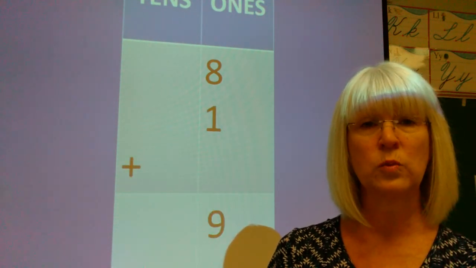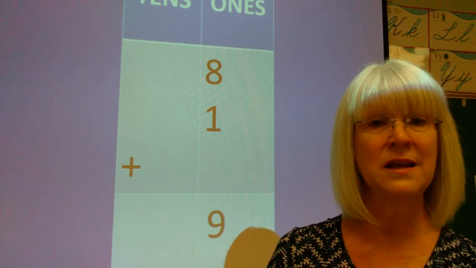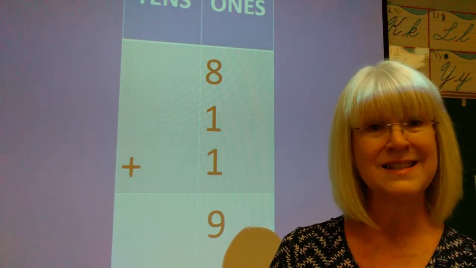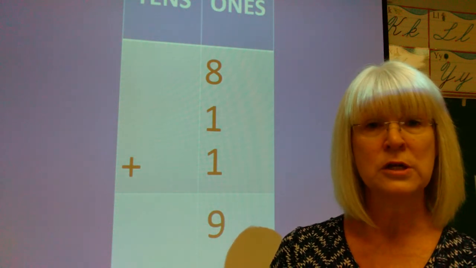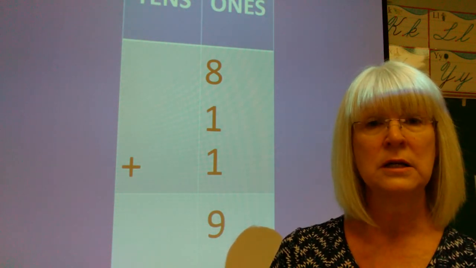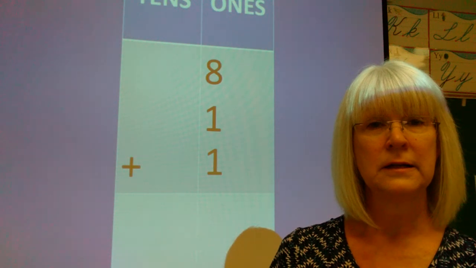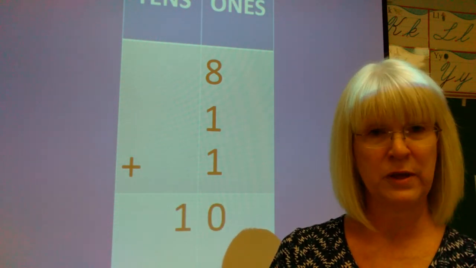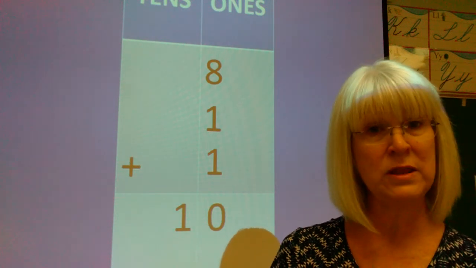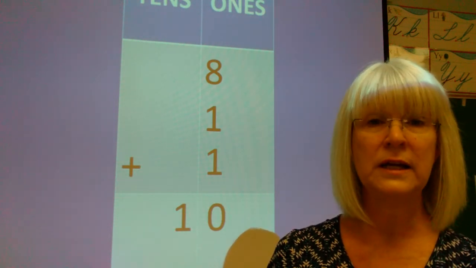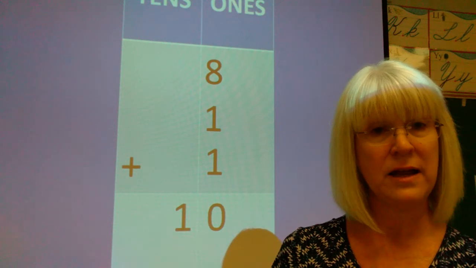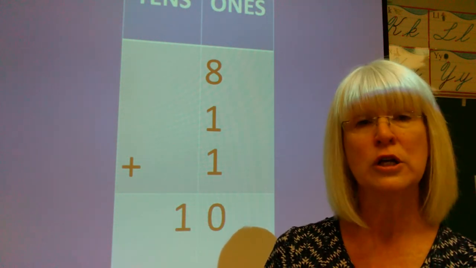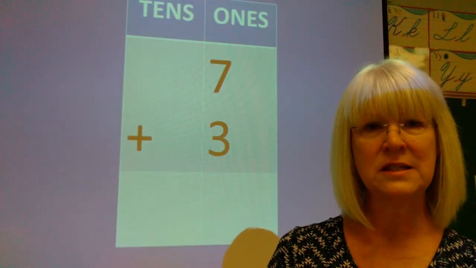Let's go to the next one. Let's say we have 8 plus 1 is 9, but we add one more. Now we've got 10, we have to regroup. So we're going to put the 1 in the tens place. And then we need a 0 in the ones place to hold that place, right? Because if we just put a 1, nobody's going to know it's 10 unless we put that 0 to hold the ones place. All of these things are things you know already.